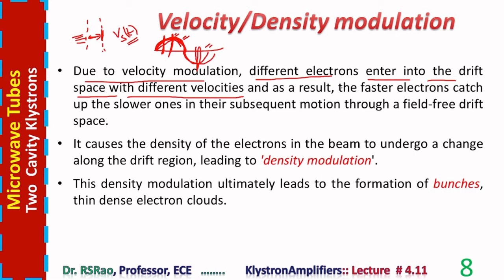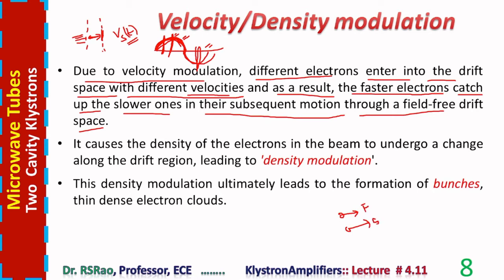Different electrons enter into the drift space with different velocities, and as a result, faster electrons catch up the slower ones in their subsequent motion through a field-free drift space. So certain electrons are faster, certain electrons are slower, when they come out of the buncher cavity gap. But notice, here is a point. Slower electrons enter the drift space early. Faster electrons enter later.